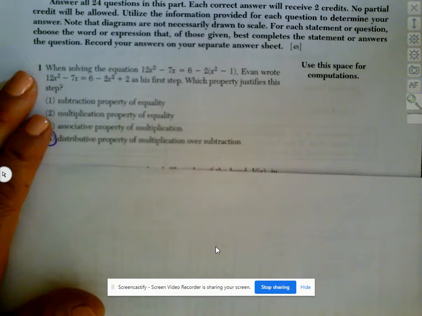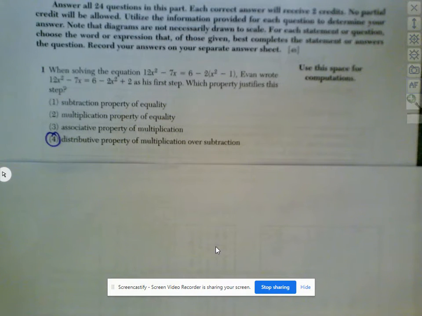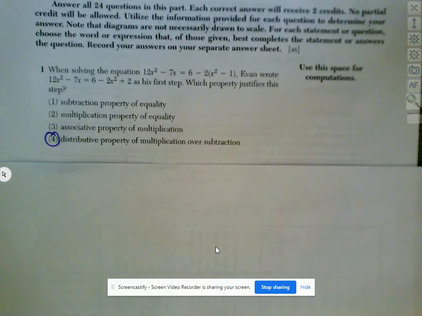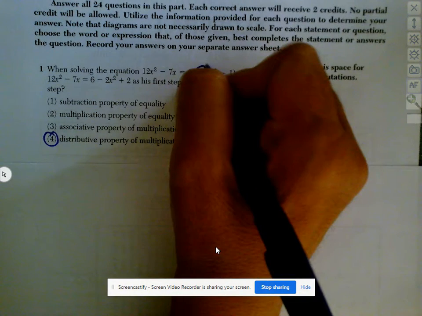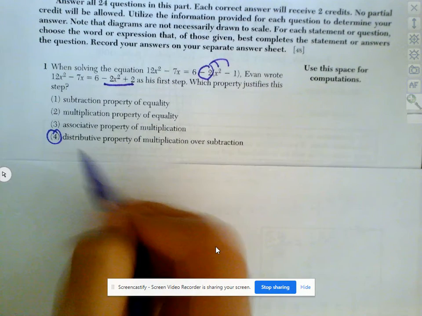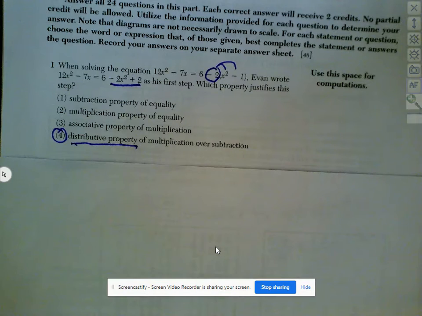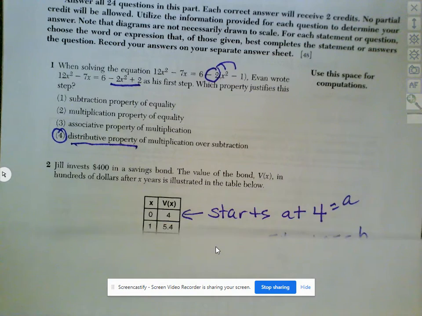So the first question says, when solving the equation 12x squared minus 7x equals 6 minus 2 times (x squared minus 1), Evan wrote 12x squared minus 7x equals 6 minus 2x squared plus 2 as his first step. Which property justifies this? So if we ever see that we're going from having a number outside the parentheses to not having a number outside the parentheses, we automatically think distributive property. So that is why it is choice 4. That's the only thing that changed.